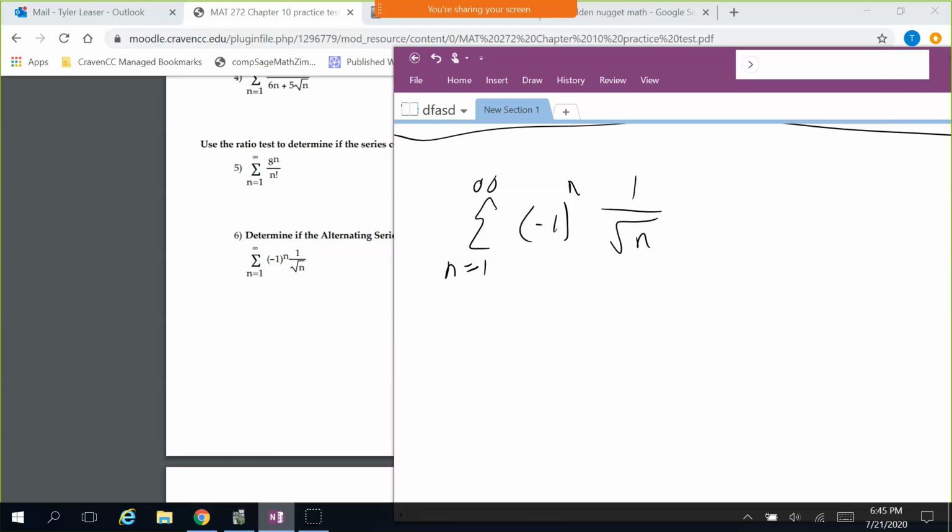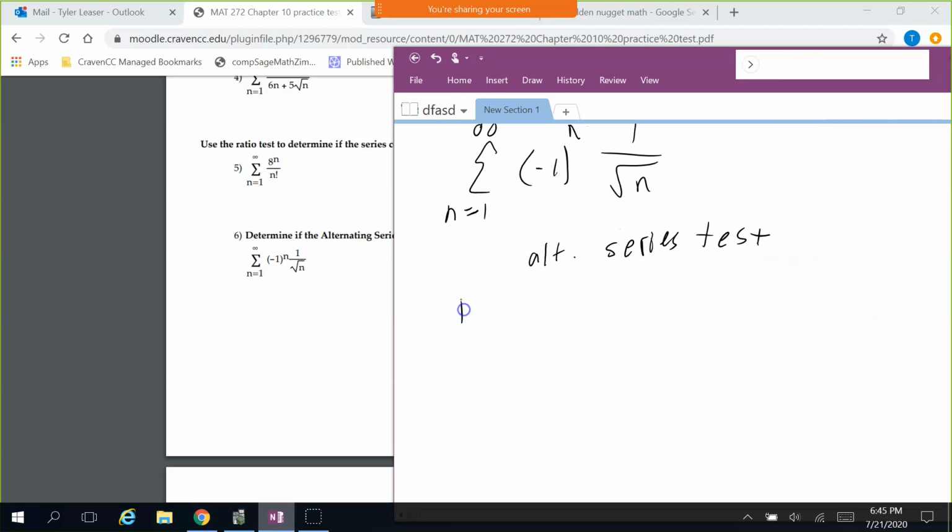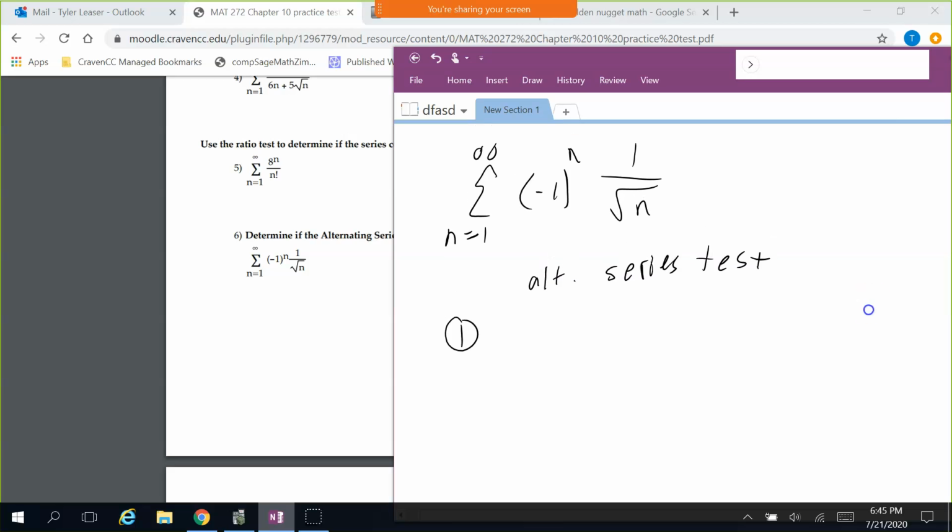All right, this is an alternating series, so let's use the alternating series test just to get some practice with it. So the alternating series test, there are 3 things that have to happen for this series to converge. The first thing that has to happen is that the u sub n's, and by the way, the u sub n's for this example is 1 over square root n, always have to be positive. They always have to be greater than 0.